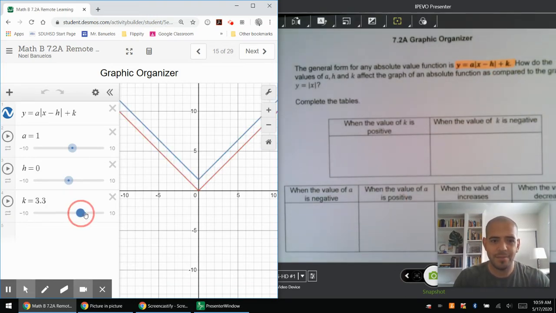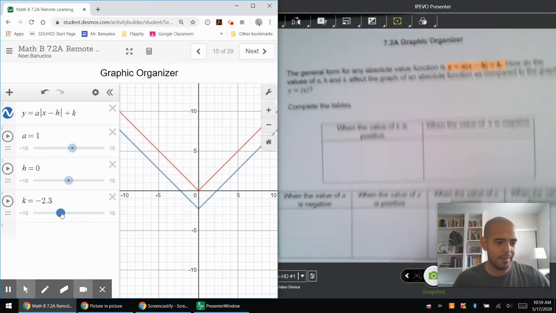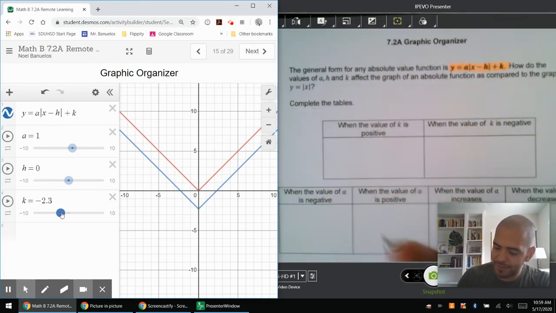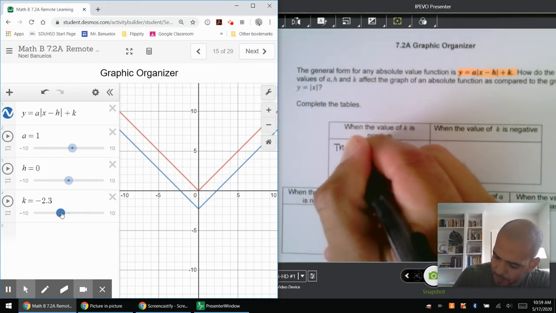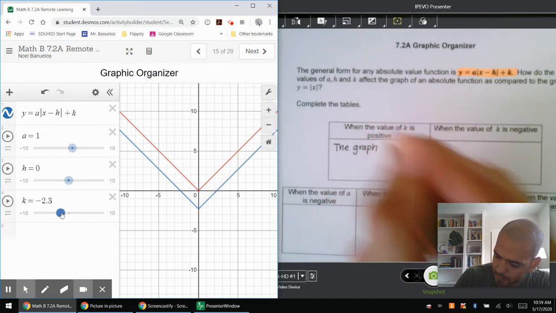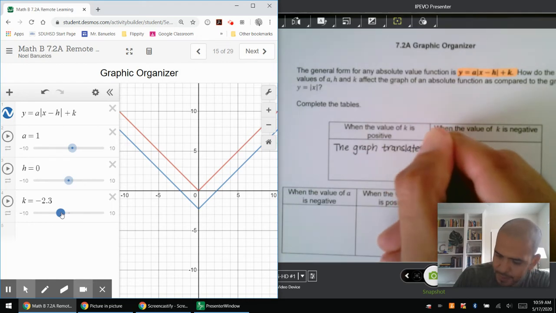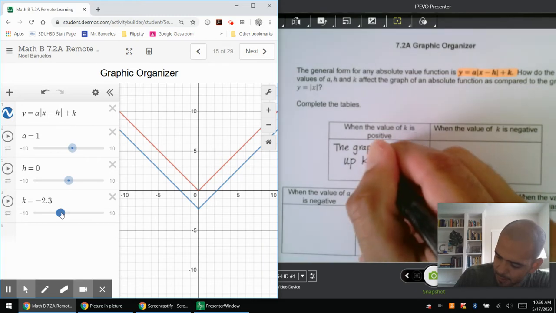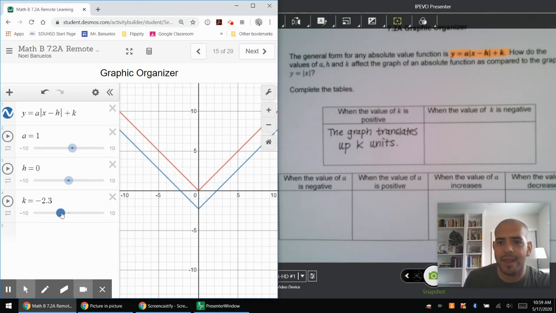What did k do? Okay, we're going to start really formulating the vocabulary here. So when the value of k is positive, the graph translates up k units. Okay, so when k is positive, the graph translates up k units.